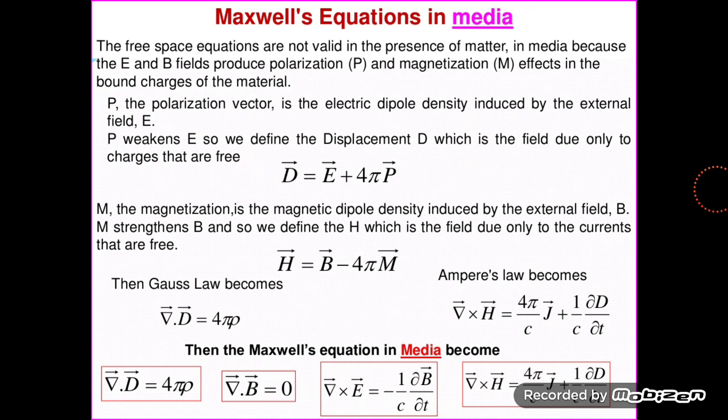Then the Maxwell equations in media become divergence of D is equal to 4 pi rho, divergence of B is equal to 0, curl of E is equal to minus 1 upon C del over del T of B, curl of H is equal to 4 pi by C of J plus 1 by C del over del T of D.